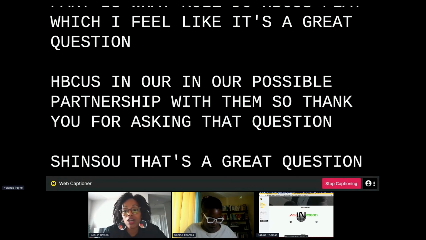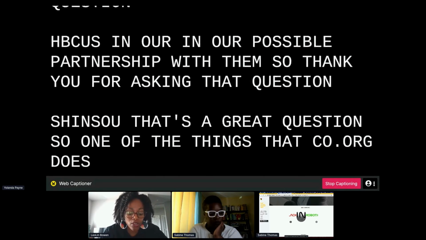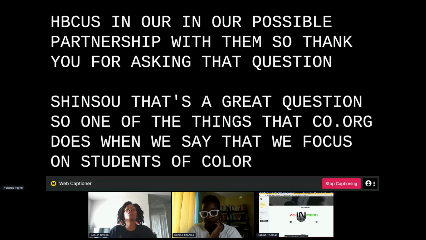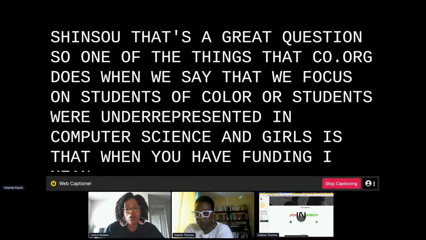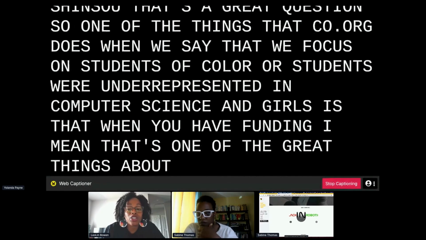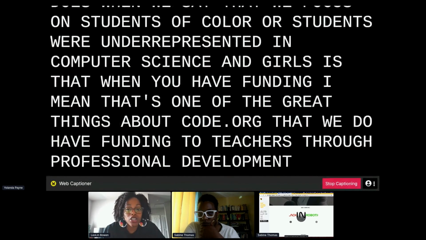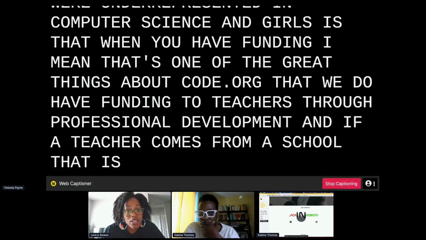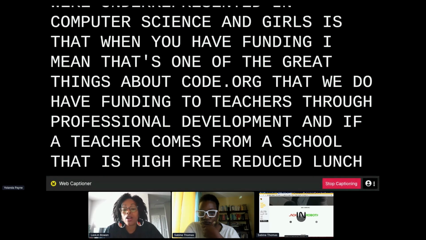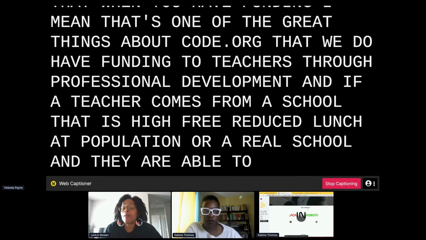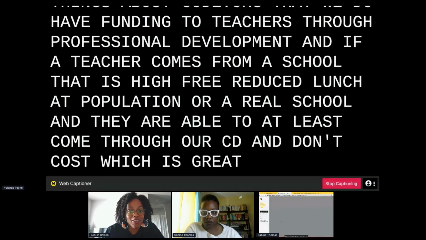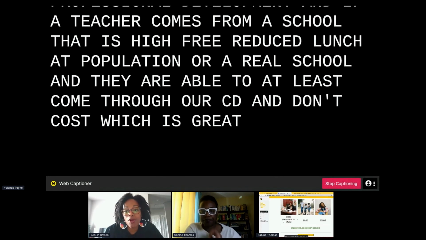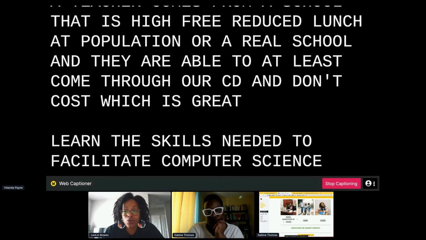That's a great question. So one of the things that code.org does when we say that we focus on students of color or students who are underrepresented in computer science, and girls, is that we do have funding. That's one of the great things about code.org, is that we have funding to put teachers through professional development. And if a teacher comes from a school that has high free and reduced lunch, a high underrepresented population, or a rural school, then they are able to come through our PD at no cost, which is great. Because our PD for Discoveries or Principles, which is grades 6 and up, is a year-long program that really delves in and helps teachers learn the skills needed to facilitate computer science in their school.